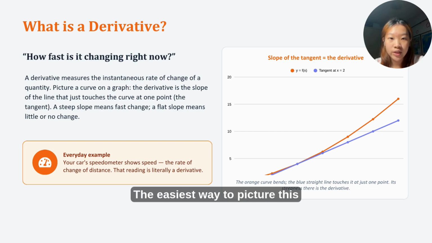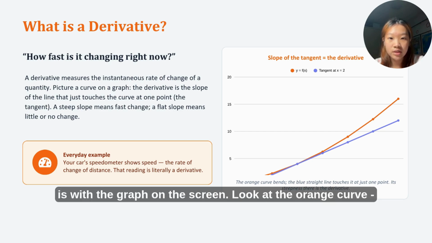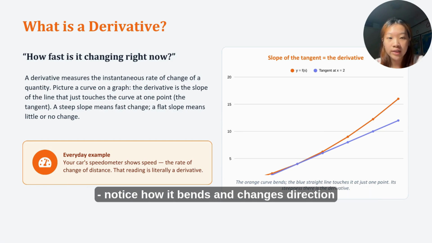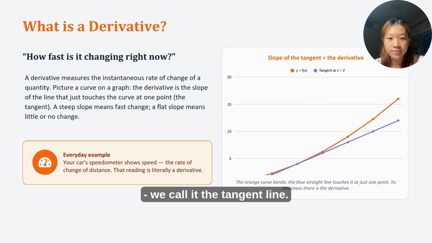The easiest way to picture this is with the graph on the screen. Look at the orange curve. Notice how it bends and changes direction as it goes. The derivative at any point on that curve is simply the slope of the straight line that just touches the curve at that one point. That touching line has a special name. We call it the tangent line.